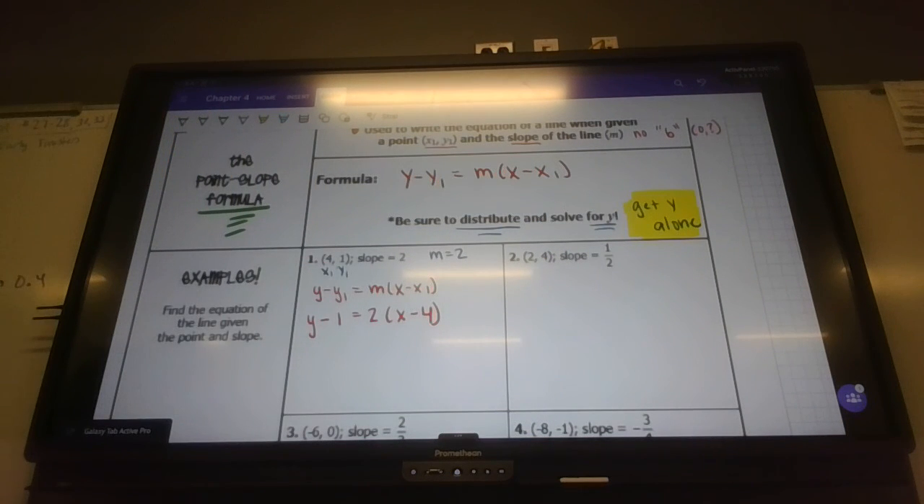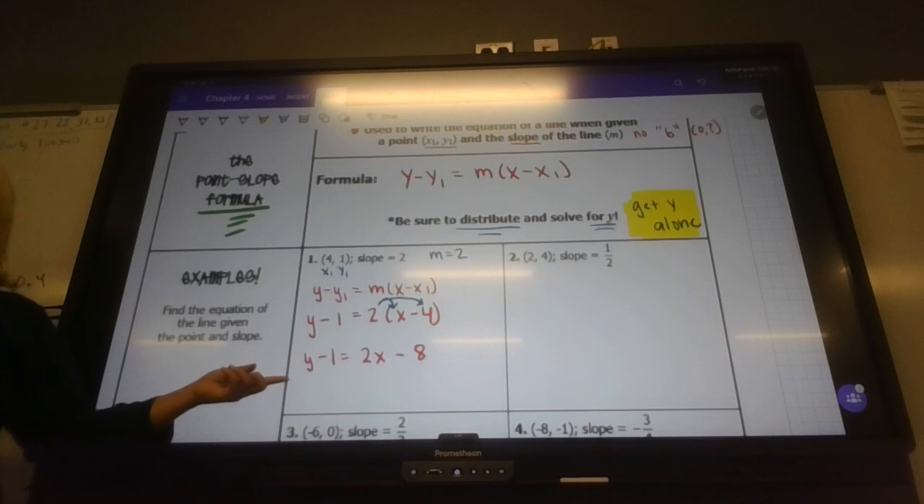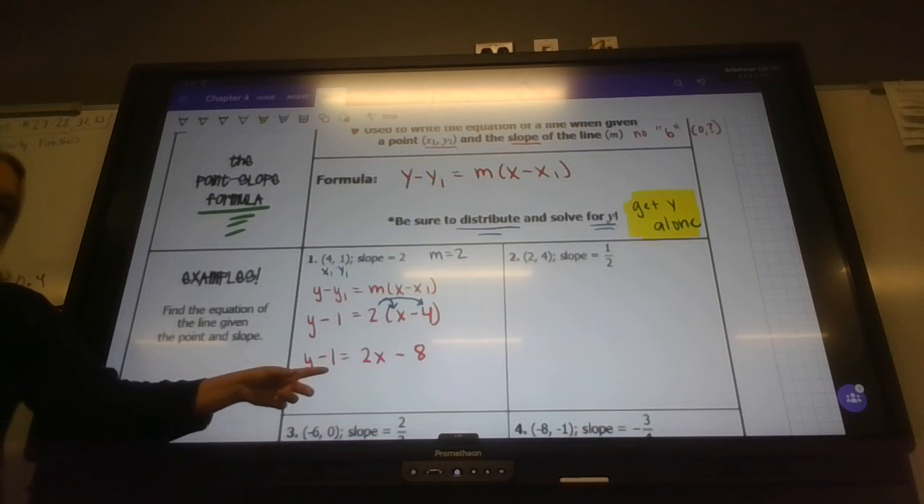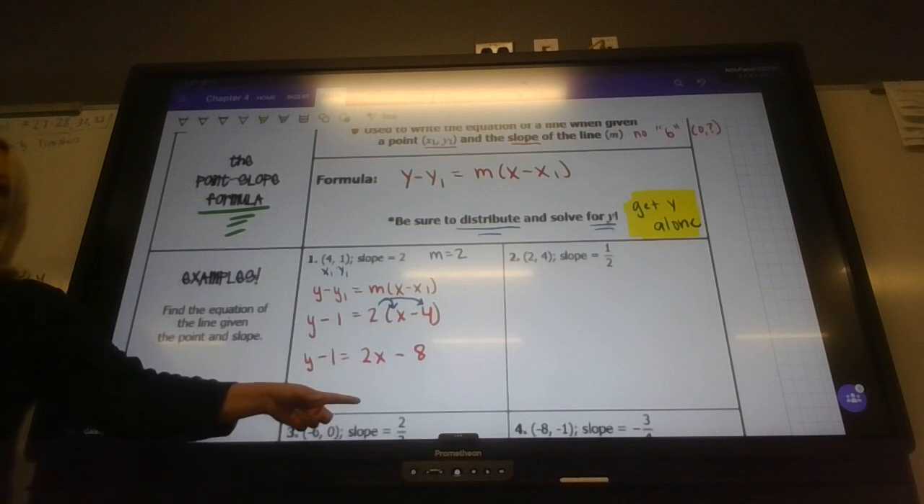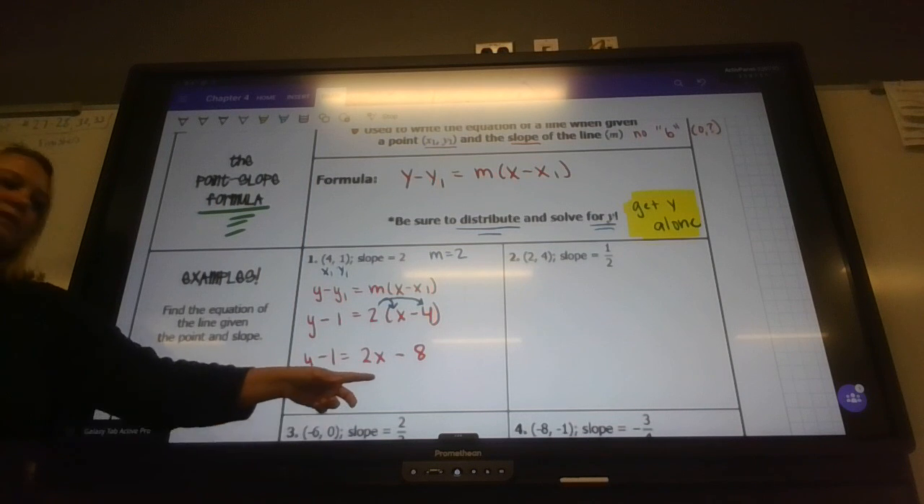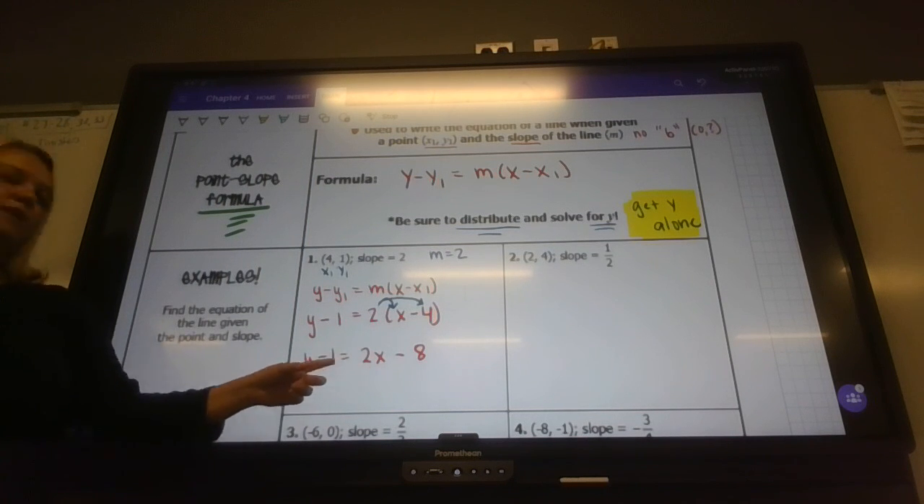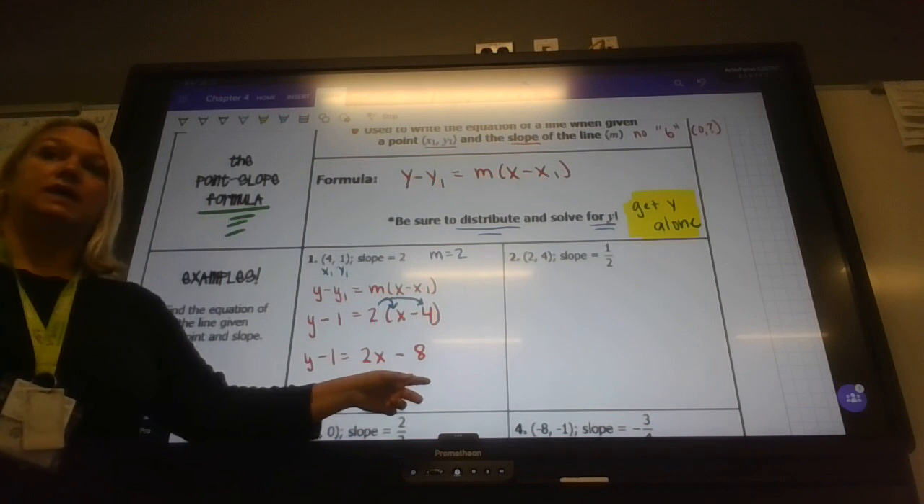We're going to simplify it. So to simplify, we would do distributive property: 2 times x, 2 times negative 4. And already it looks a lot like y equals mx plus b. So the last thing we have to do is add 1 to both sides. When I add 1, it doesn't go to the 2x because it doesn't have an x. The added 1 goes below the 8.